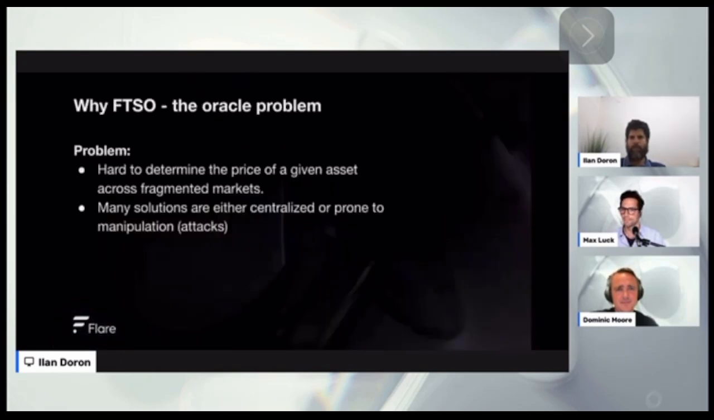Let's start with what is the problem we are trying to solve. The Oracle problem is a problem that has been apparent in blockchains since inception, I think. And there were many solutions tried to solve this problem. It is very hard to determine the price of any given asset between all fragmented markets. And as I said, many solutions exist. Most of them are either centralized or prone to manipulation or attacks.